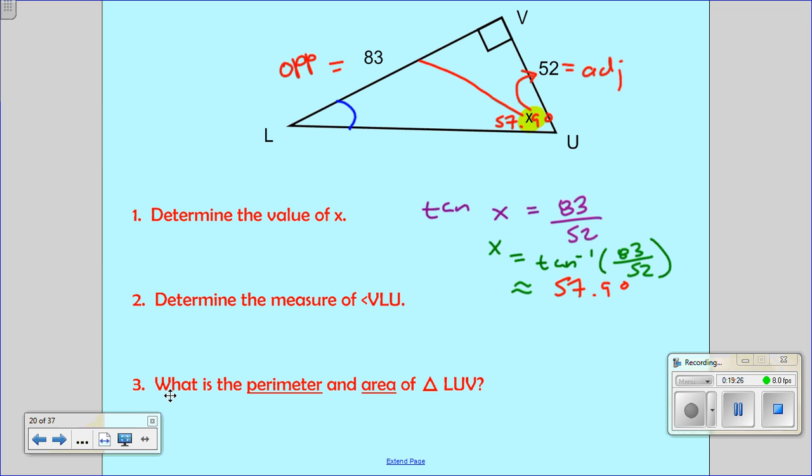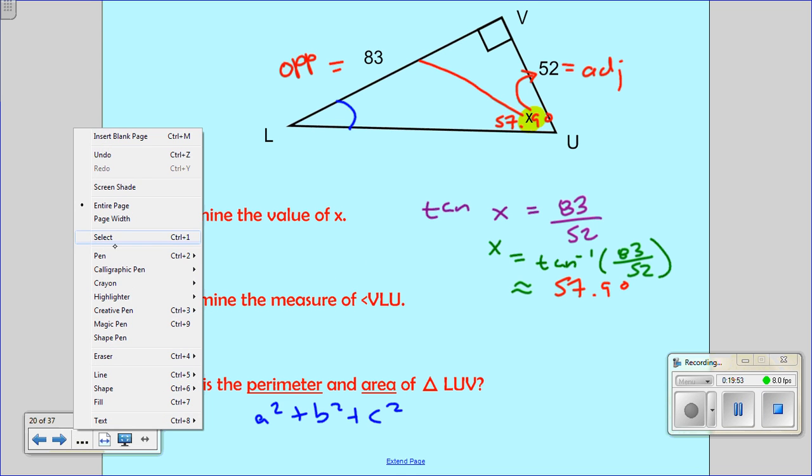And number 3, what is the perimeter and the area of this triangle? In order to find the perimeter, you need to find this missing side. That missing side is the hypotenuse. Again, to find the hypotenuse, you're going to use the Pythagorean theorem. So use the Pythagorean theorem to find the hypotenuse, and then find the perimeter.